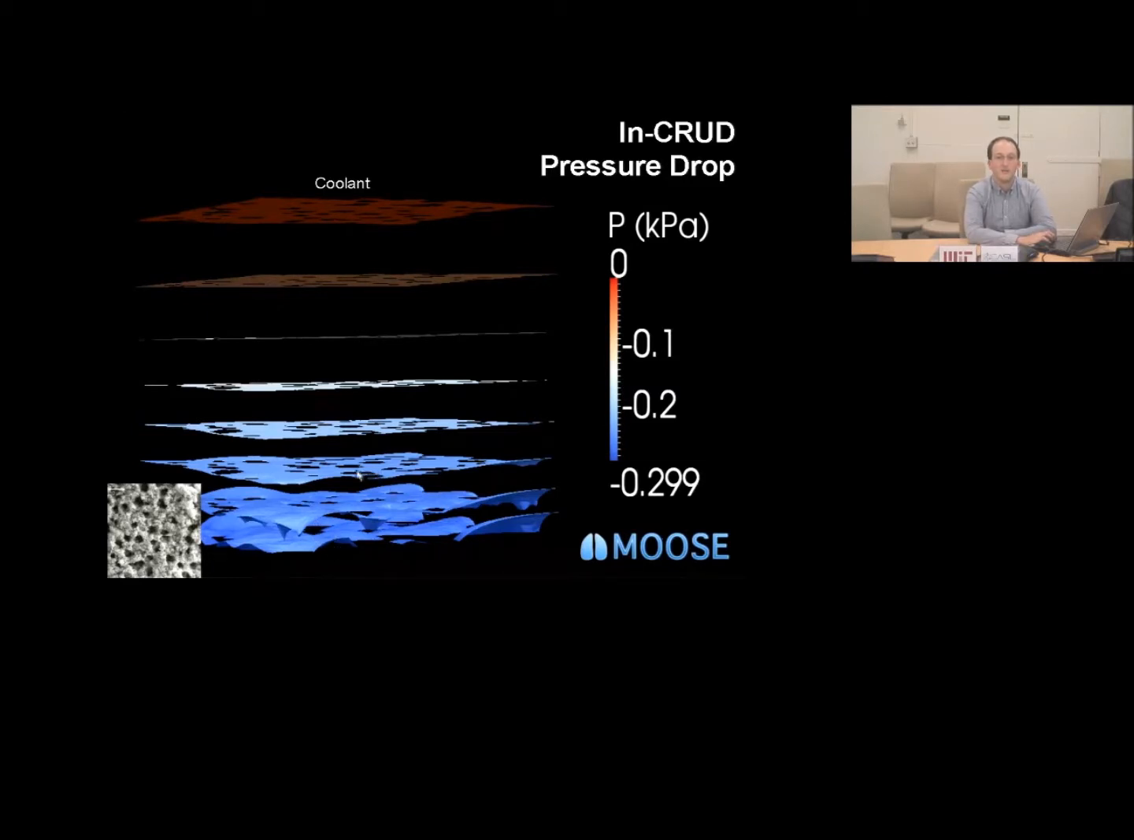And what this tells us is even when the CRUD gets thicker, the bottom 15 or 20 microns of CRUD is about where all of the steaming or boiling takes place. And we found the same sort of thing to happen in the macro scale models for MAMBA.